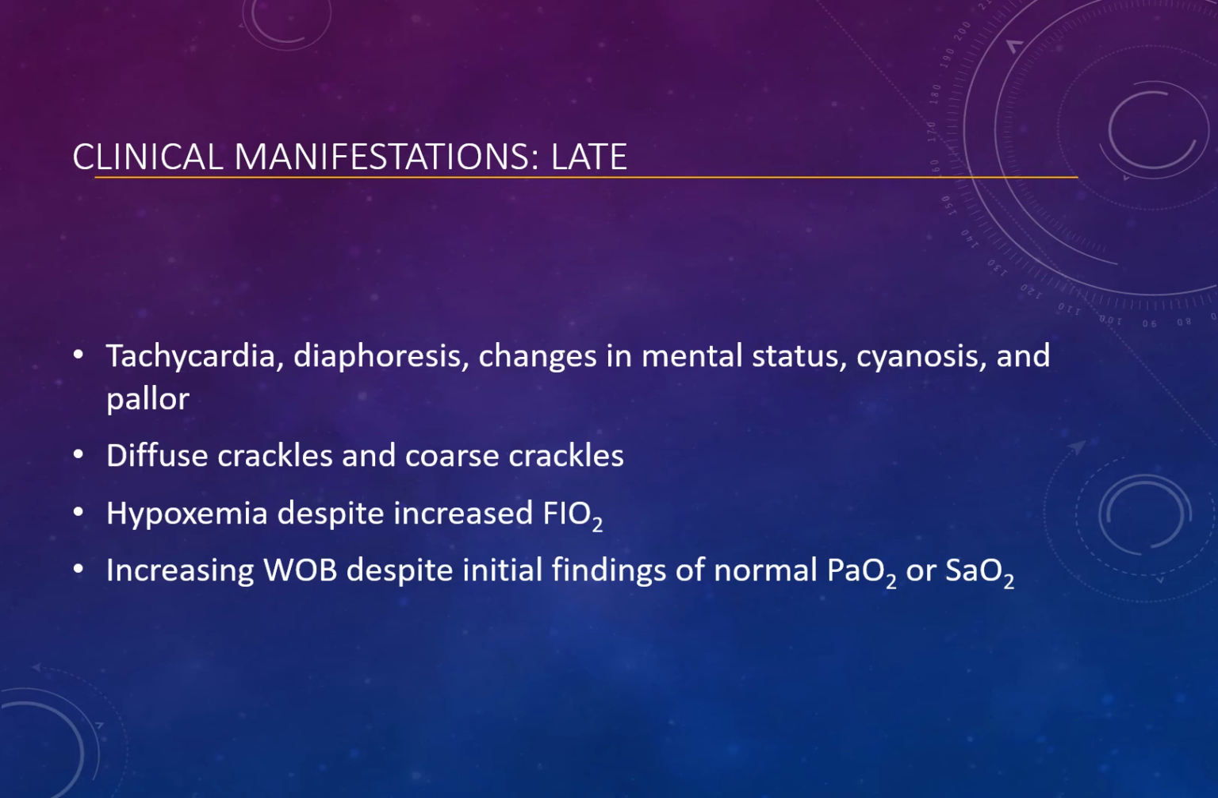And hypoxemia despite increased FiO2. FiO2 is the fraction of inspired oxygen. It's typically a setting that we see on a ventilator, and it's in a percentage. Room air is approximately 21%. So as we increase FiO2, their hypoxemia worsens, which in general, when we increase FiO2, then our pulse oximeter goes up, our PaO2 on your ABGs goes up. And then we've got our increasing work of breathing, despite initial findings of normal PaO2 or SaO2.